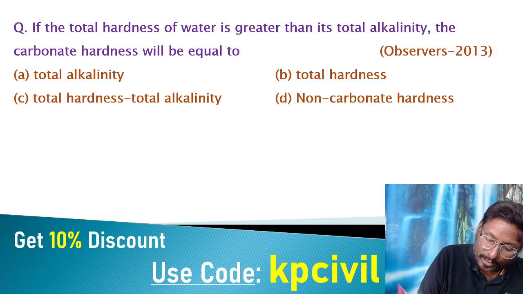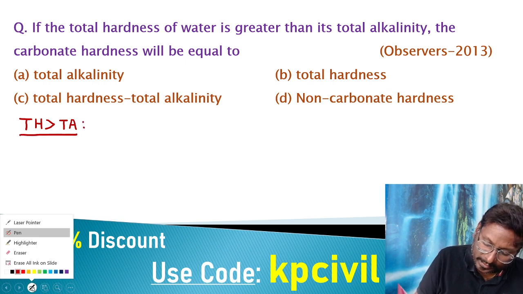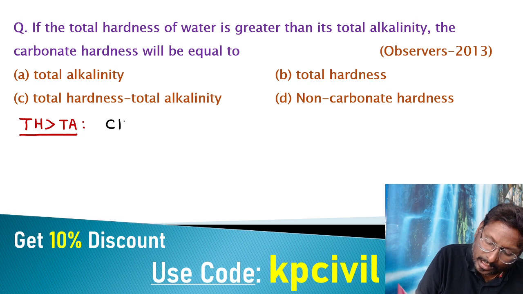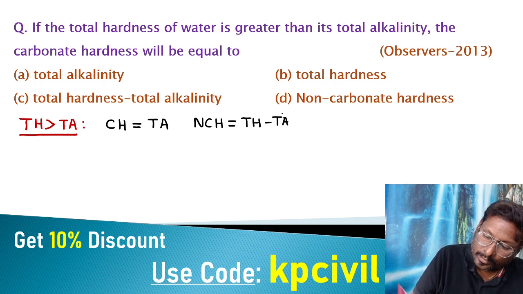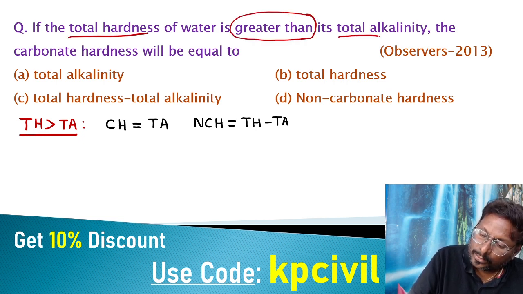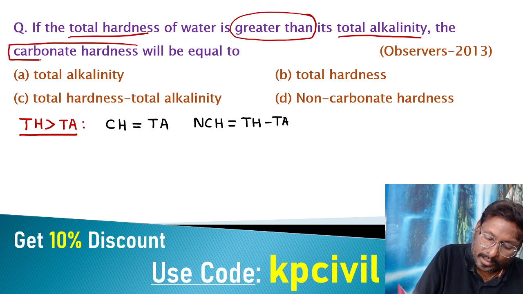Total hardness of water greater than total alkalinity. This is case A. Carbonate hardness is the total alkalinity. Non-carbonate hardness is total hardness minus total alkalinity. So when total hardness is greater than total alkalinity, carbonate hardness is total alkalinity.